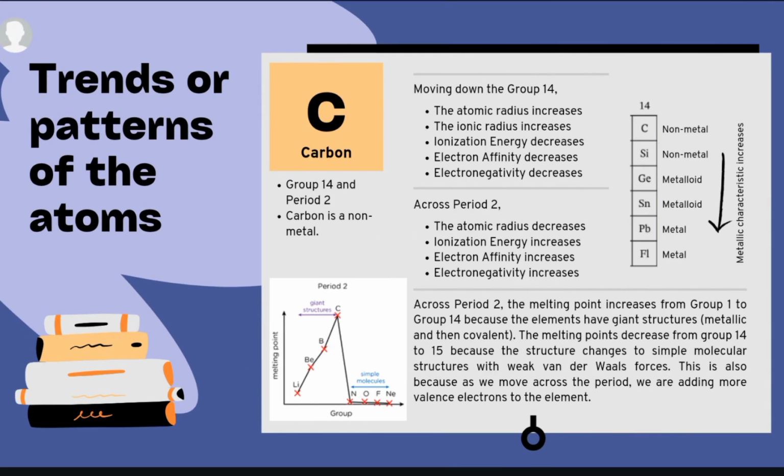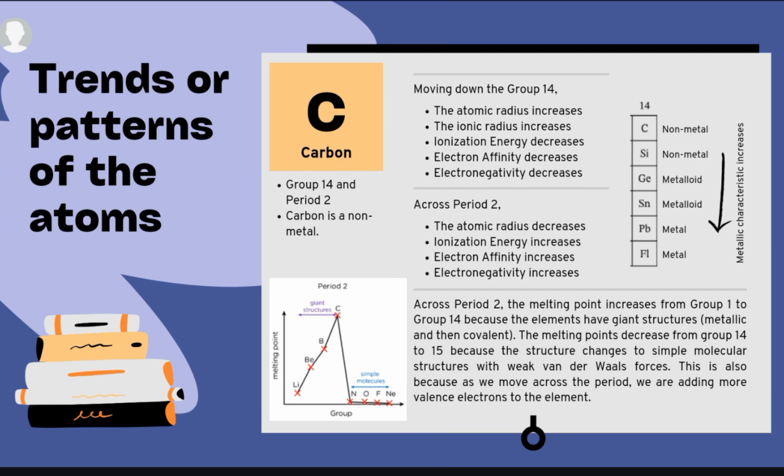Let's see the trends or patterns of carbon atoms. The carbon atom is located at group 14 and period 2 in the periodic table. Carbon is a non-metal. Moving down group 14, the trends are: the atomic radius increases, the ionic radius increases, ionization energy decreases, electron affinity decreases, electronegativity decreases and metallic character increases.